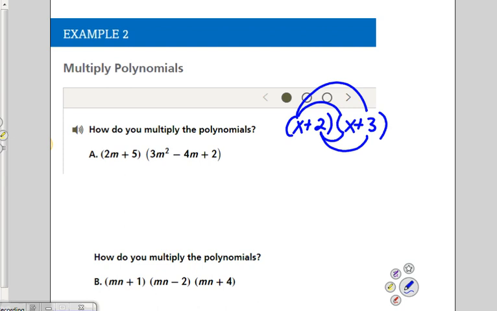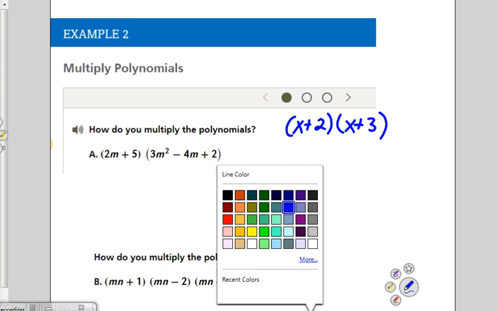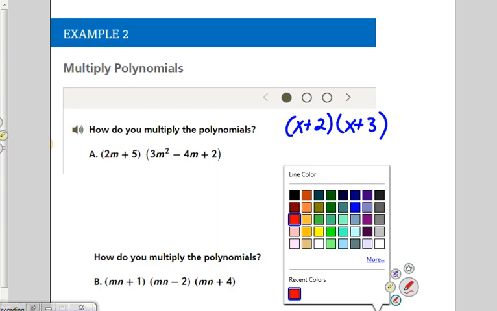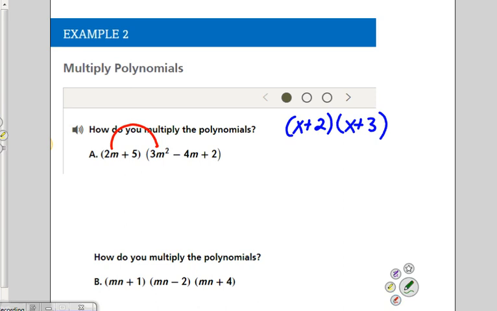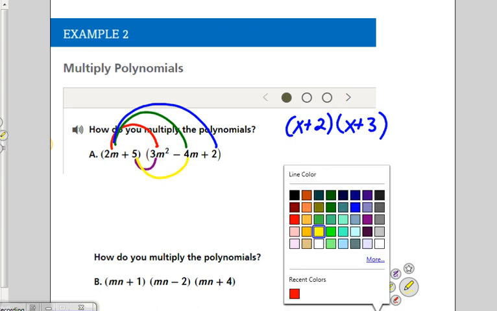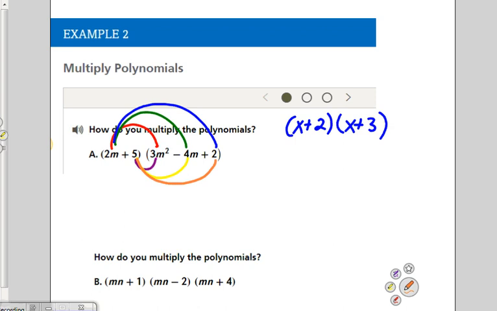When you have this many terms, however, this looks like a binomial times a trinomial. We're going to end up with 6 different answers because we have to multiply first, then next, then again. So that 2m needs to multiply through all of those. And then the 5 needs to go to the 3m squared, and the 5 needs to multiply to the negative 4m, and the 5 needs to multiply by the 2. So a lot going on here. Let's see what we get, and we will combine like terms at the end.